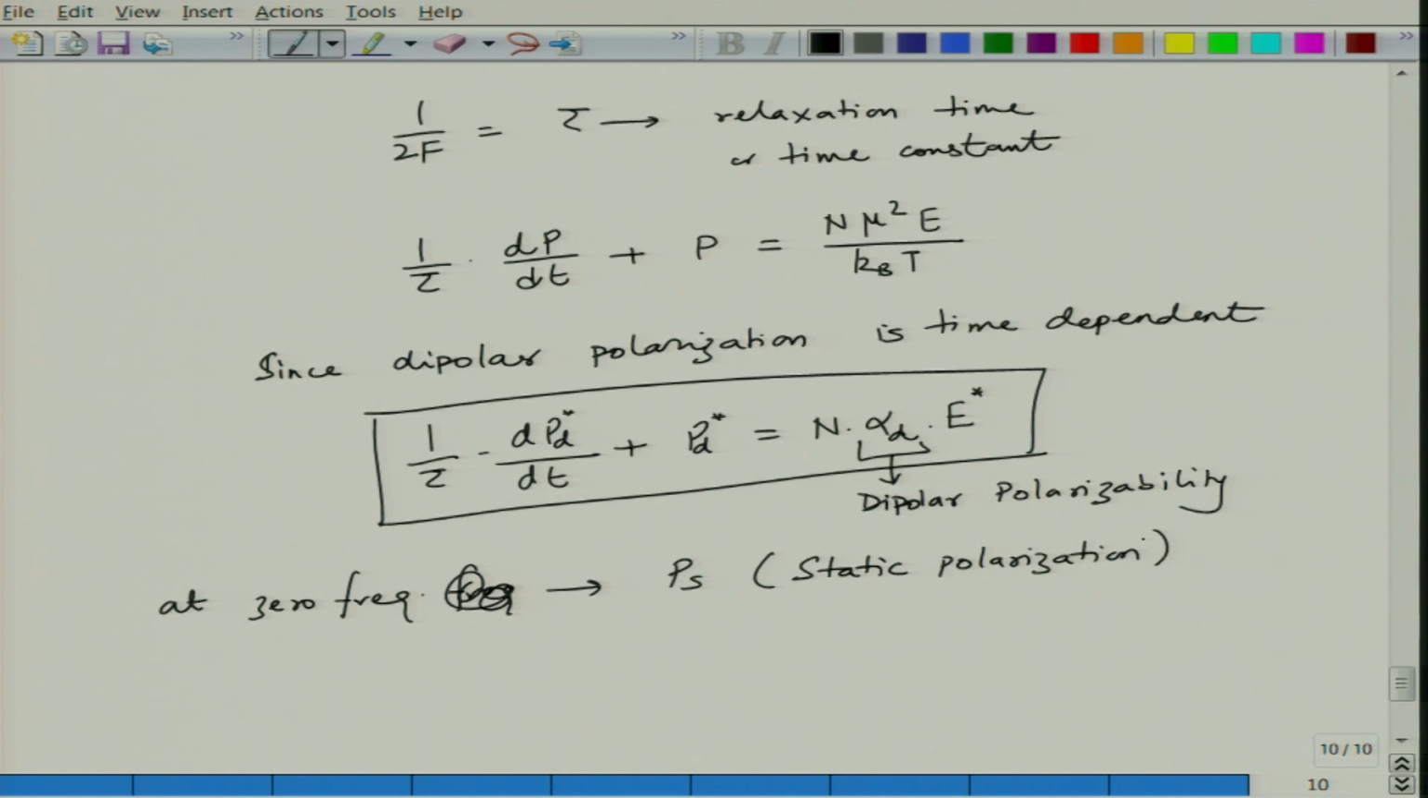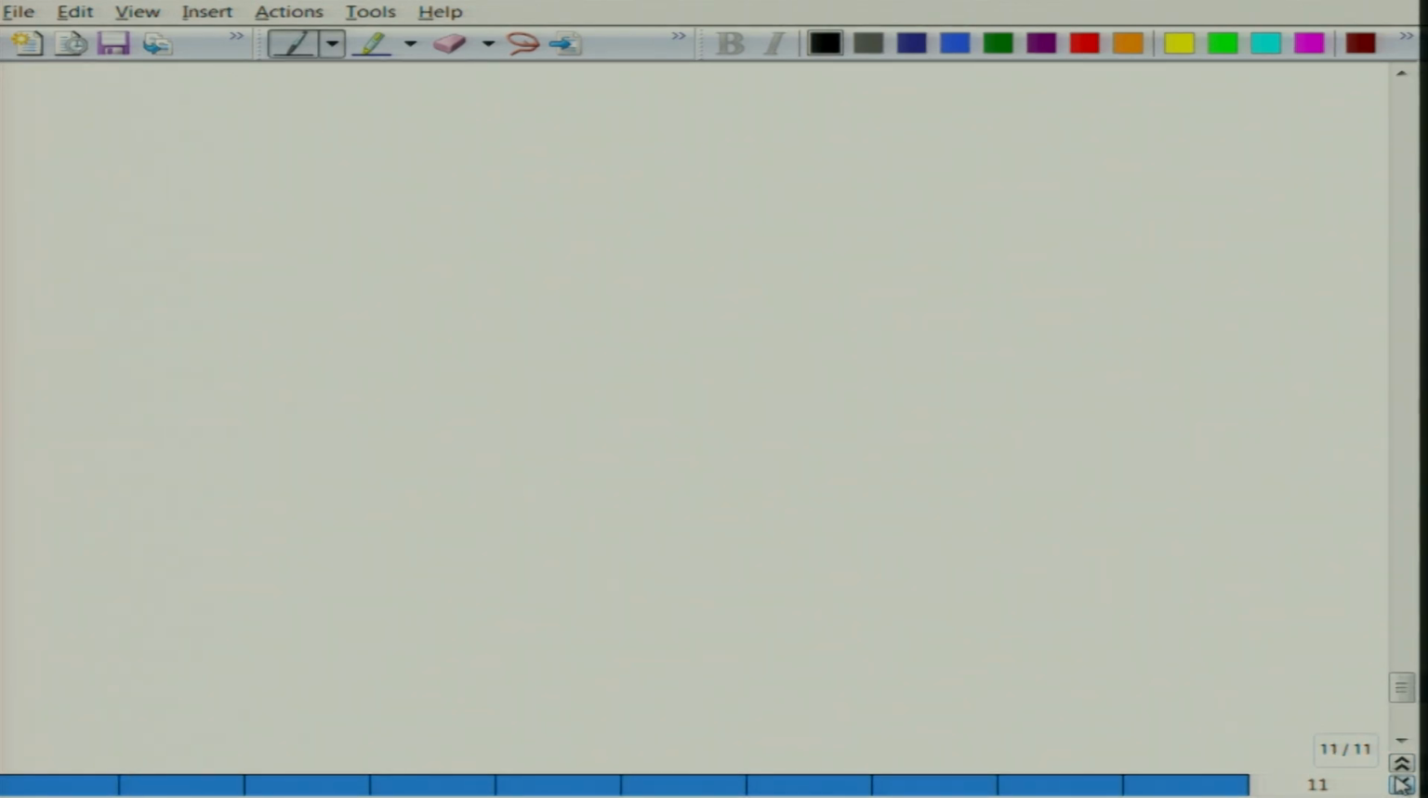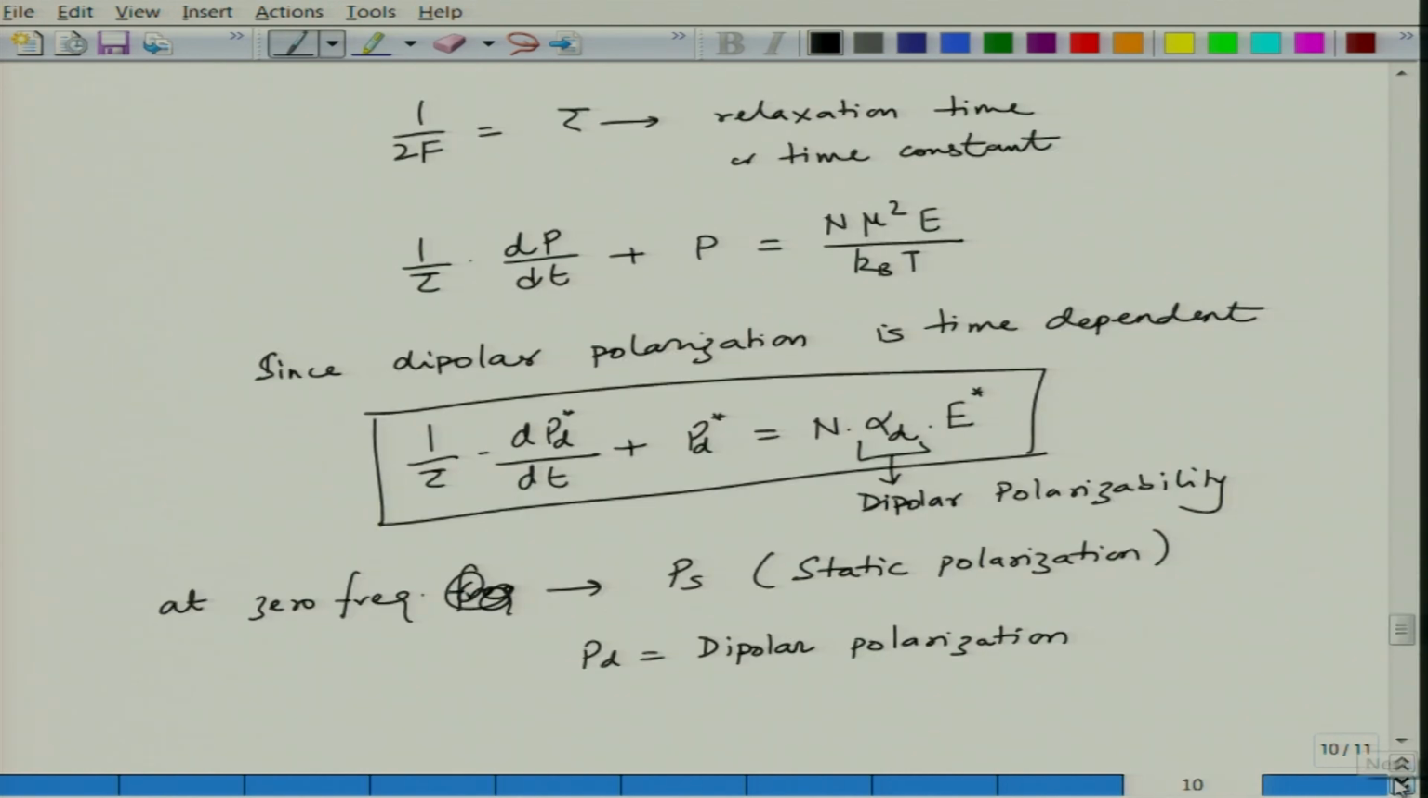That is the maximum I can obtain, right. And then I also define PD, which is nothing but dipolar polarization. So, if I simplify these steps, of course to solve this you need to do some simplifications.